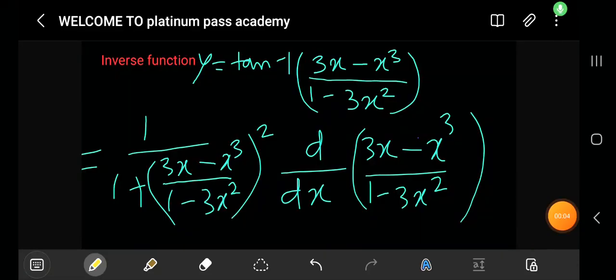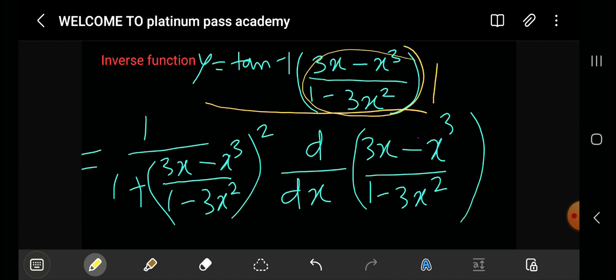Hello, today I am going to teach you an example of an inverse function, that is tan inverse x. You can consider this firstly as x, then you have to solve that. So what is the derivative of tan inverse x? That is 1 upon 1 plus x square. So 1 plus x square.